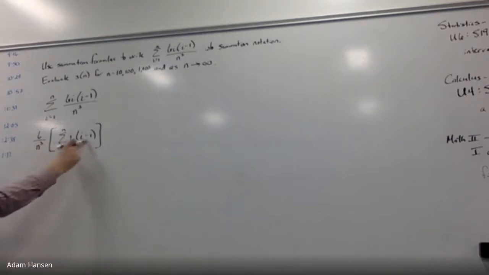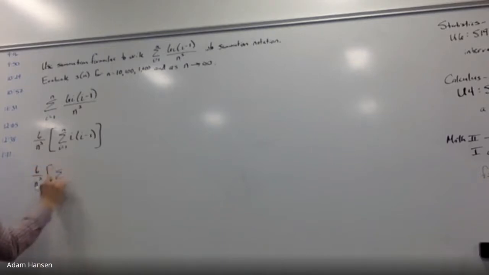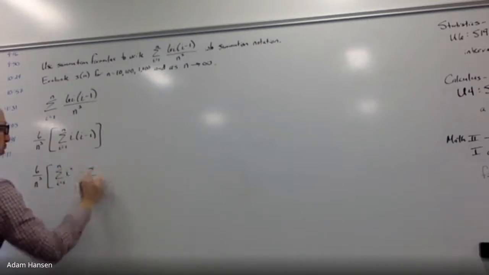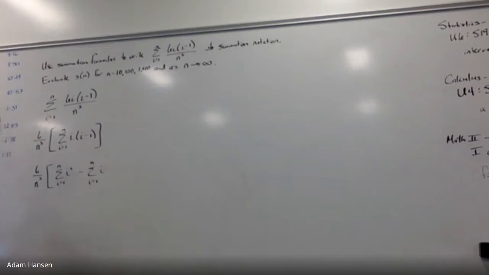Let's simplify i times quantity i minus 1. i times i is i squared. i times 1 would be i. Bring down 6 over n cubed times the summation from i equals 1 to n of i squared minus the summation from i equals 1 to n of i.